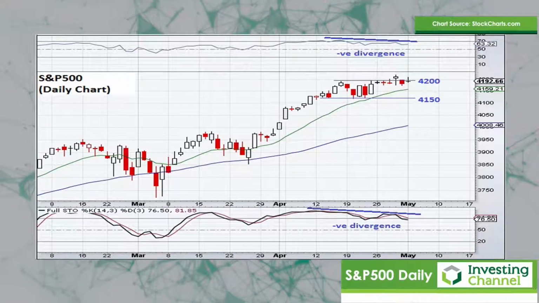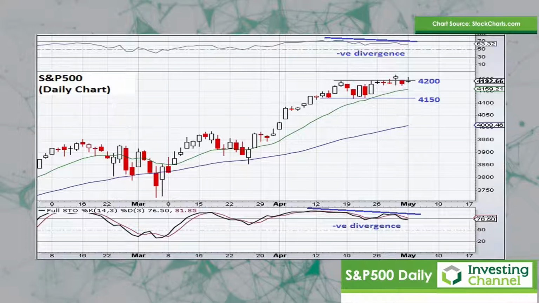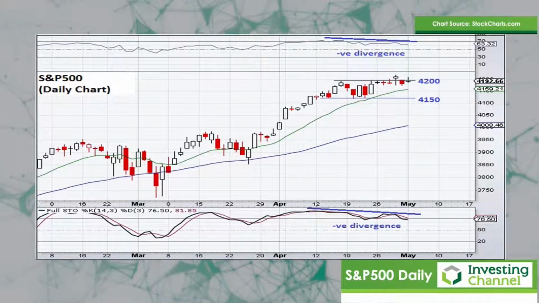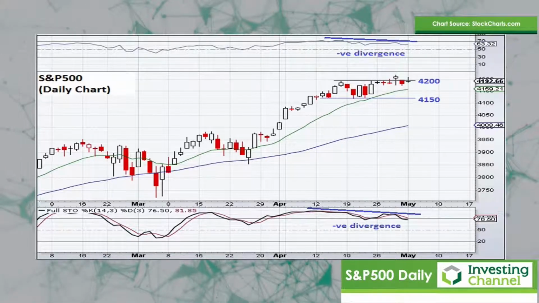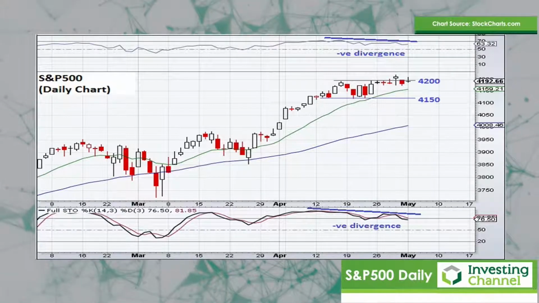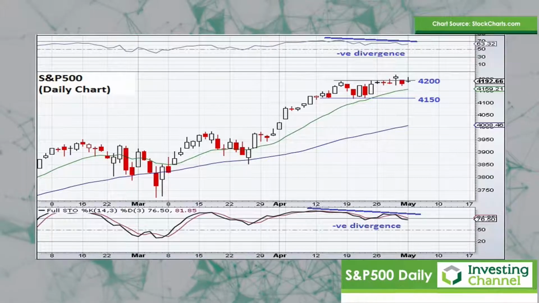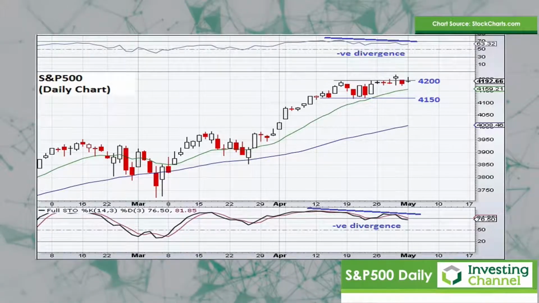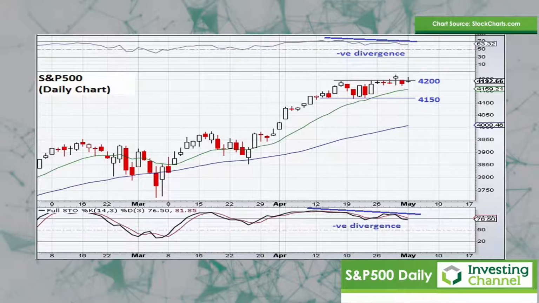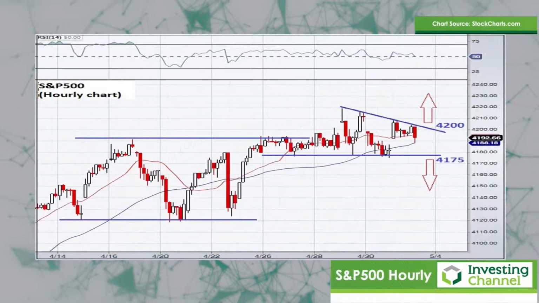You can see negative divergence on the stochastic oscillator and the RSI on this chart. And what that implies is that the upward momentum of this generally rising trend is slowing somewhat. And often what can occur is that negative divergence can precede a possible change in trend direction. So it's not saying it will definitely happen, but it's a possibility that it could be a warning of some weakness to come. Then let's take a look at the hourly chart on the S&P 500.